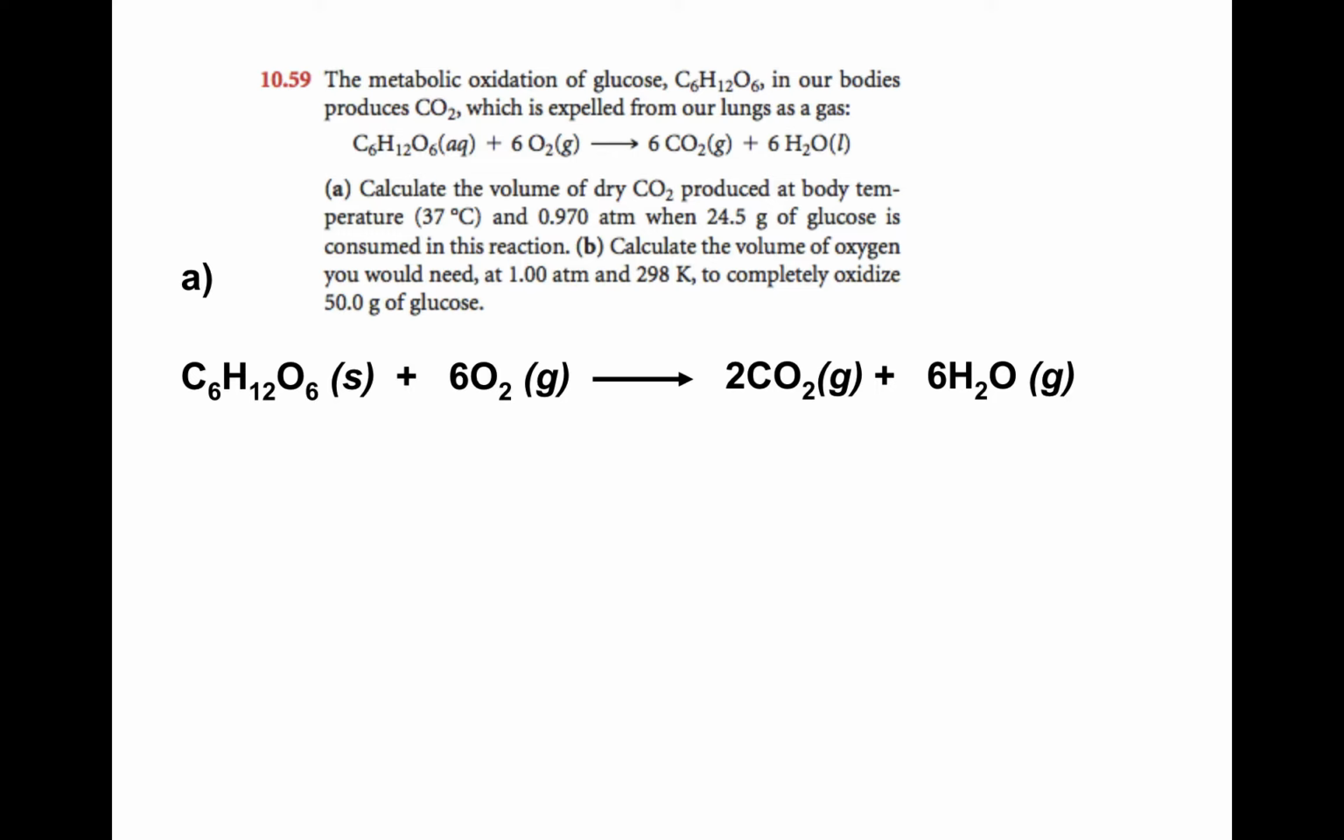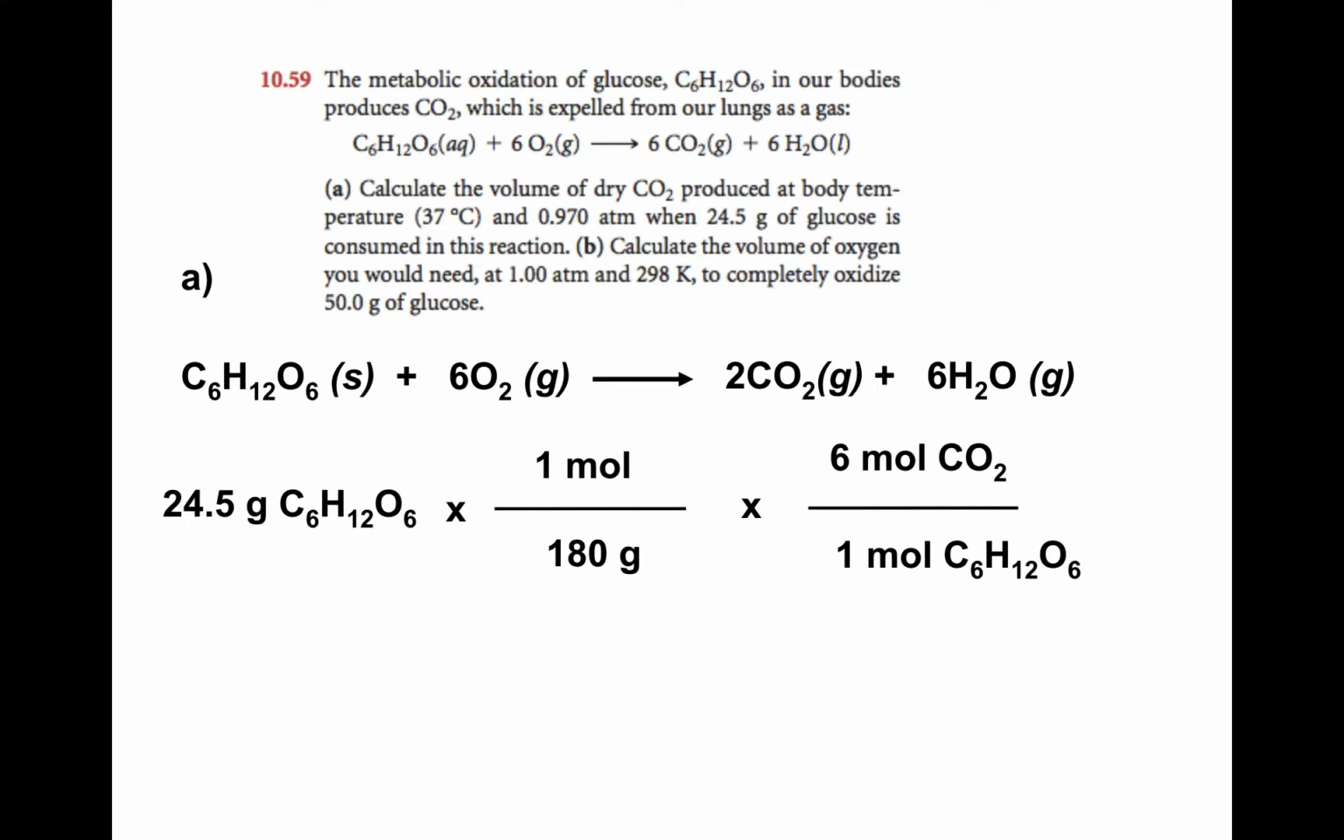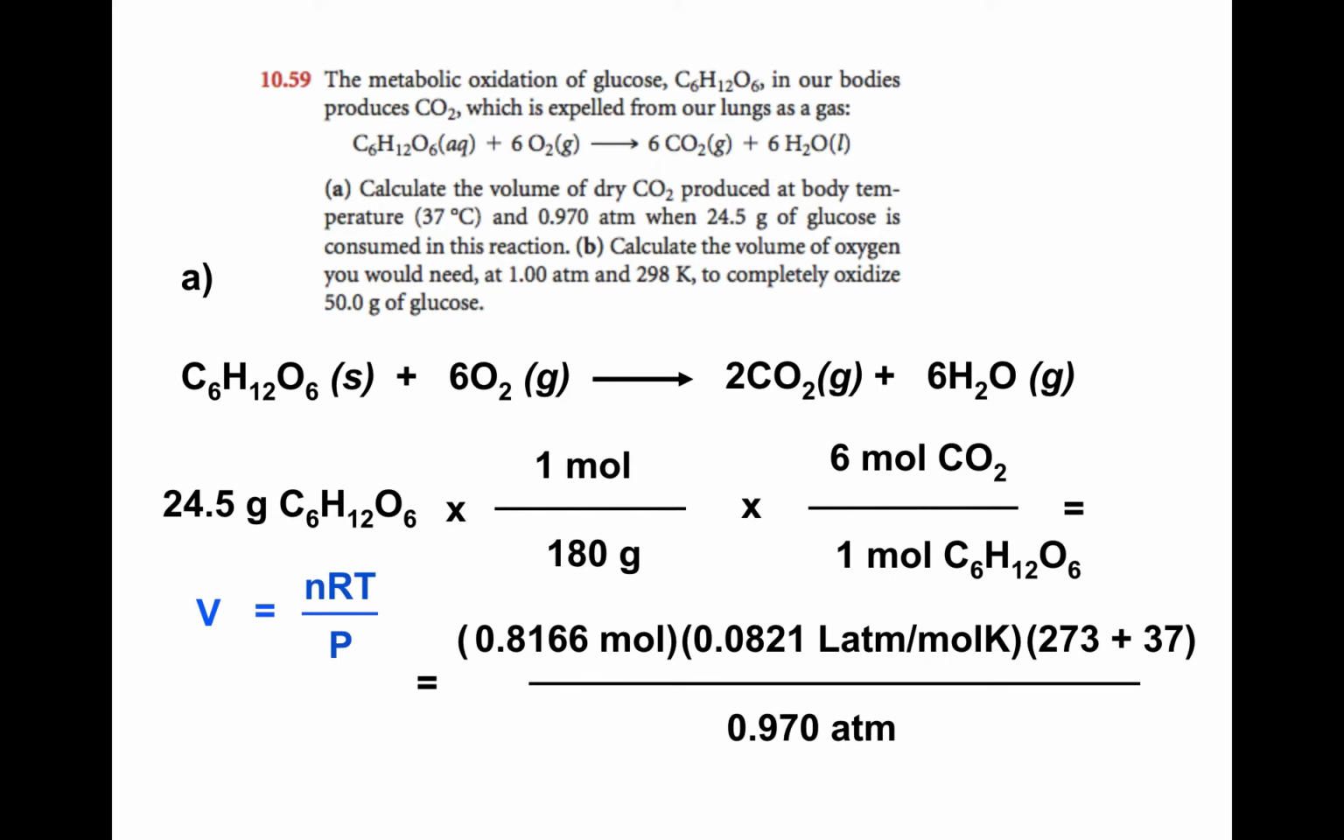right? If we know how many moles of gas, we can plug into PV equals nRT and solve for the volume of gas. So the first thing is, if you're given 24.5 grams of glucose, use the molar mass to get to moles of glucose. For every 1 mole of glucose disappearing, you're making 6 moles of CO2. Now that you have moles of CO2, you can plug into PV equals nRT and solve for the volume. Make sure your temperature is in Kelvin, make sure your pressure is in atmospheres, and solve what the volume is.